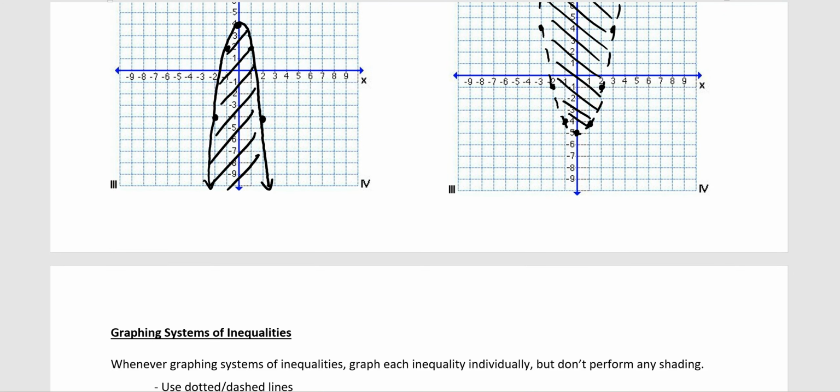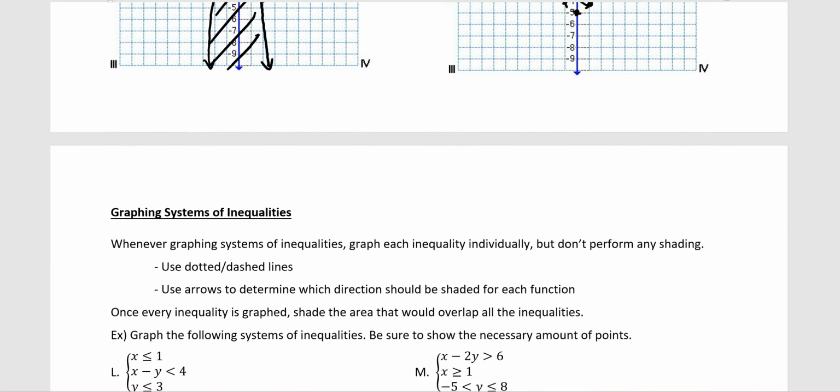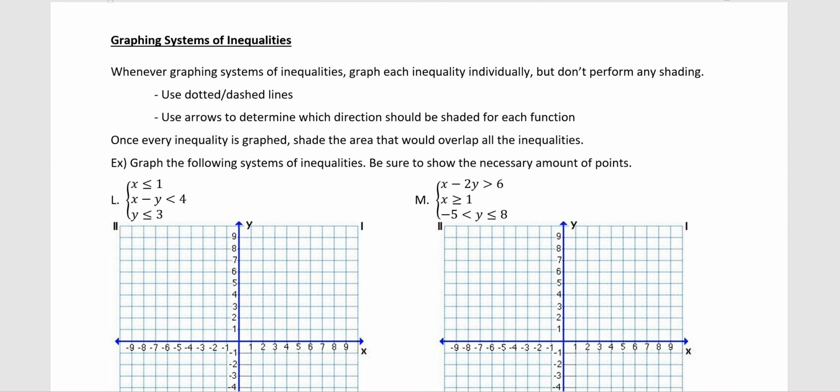Alright, so with that being said, now we're going to move on to graphing systems of inequalities. So pretty much the exact same thing, except instead of shading every section, what I do is I use arrows to identify which direction we would shade for each inequality, and then we only shade the areas that overlap all of the inequalities. That's the only spot that we actually end up shading.